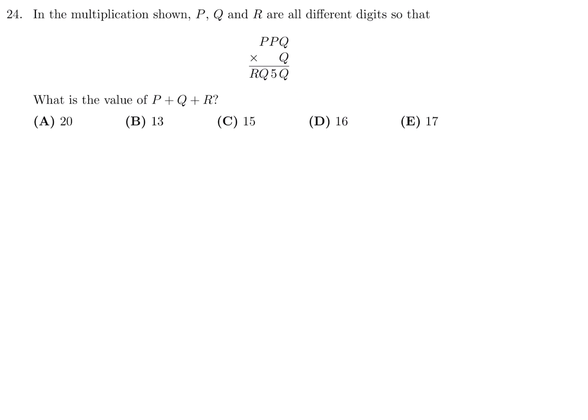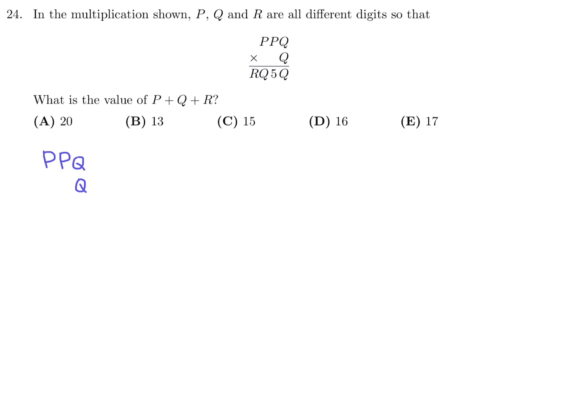In the multiplication shown, P, Q, and R are all different digits, so that PPQ times Q is equal to RQ5Q. What is the value of P plus Q plus R? So this will involve a little bit of experimentation, right? So let's go and see what we get.